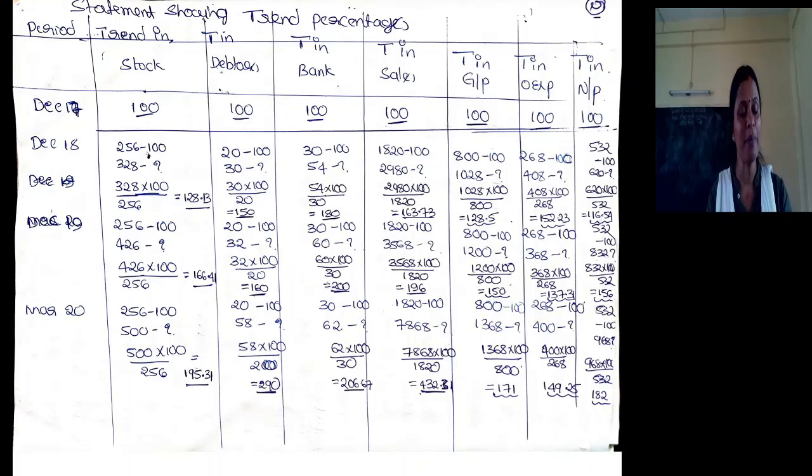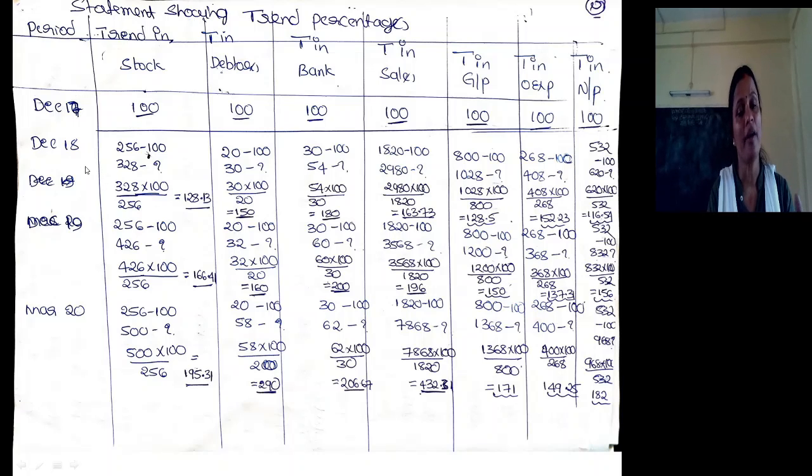You know that under trend analysis or trend percentages, what we are doing is comparing one year's figure with the same item in the base year. That's why the base year item is considered as 100 in trend percentages. Here we have information from December 2017 to March 2020. The earliest year is taken as the base year, which is December 2017. So all items of 2017 are considered as 100: stock, debtors, bank balance, sales, gross profit, other expenses and net profit.